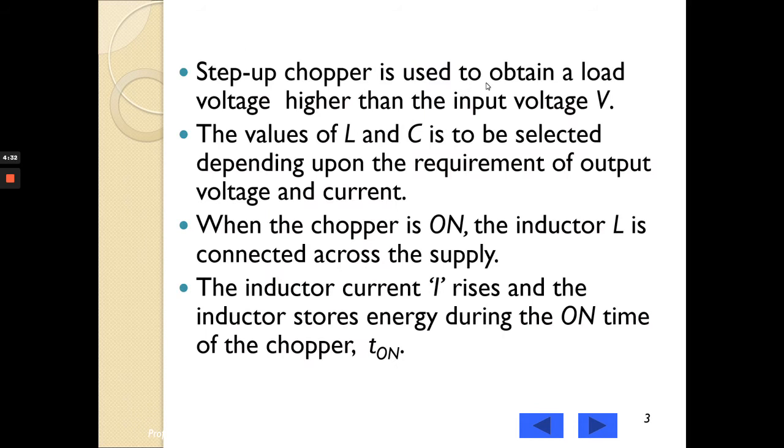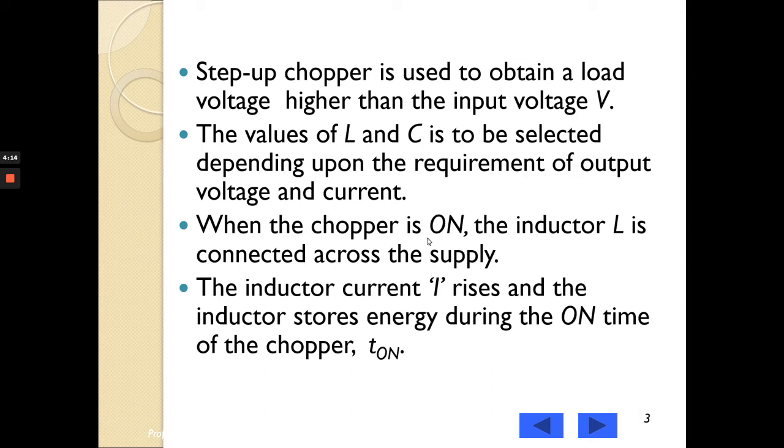The step-up chopper is used to obtain a load voltage higher than the input voltage V. It means the output voltage is greater than the input voltage. The values of L and C are to be selected depending upon the requirement of output voltage and current.